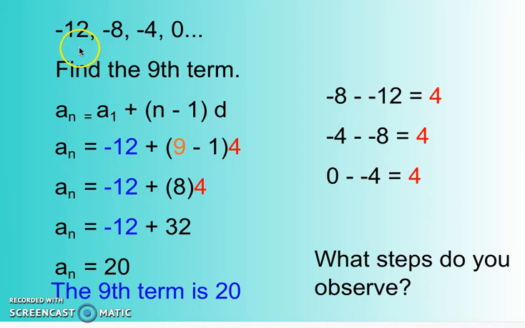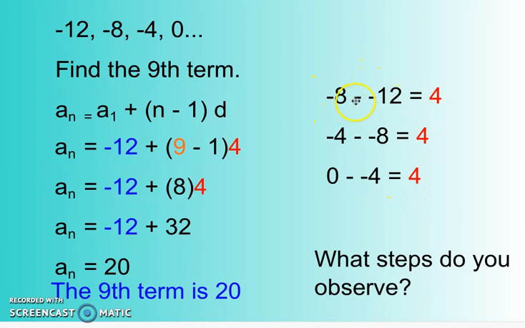-12 was plugged in because that's our first term, and that always goes where we see a sub 1. 9 went in for the n because we're looking for the 9th term. Minus 1 stayed the same, addition stayed the same, parentheses stayed the same, and then 4 was plugged in because if you look over here, we found the common difference.